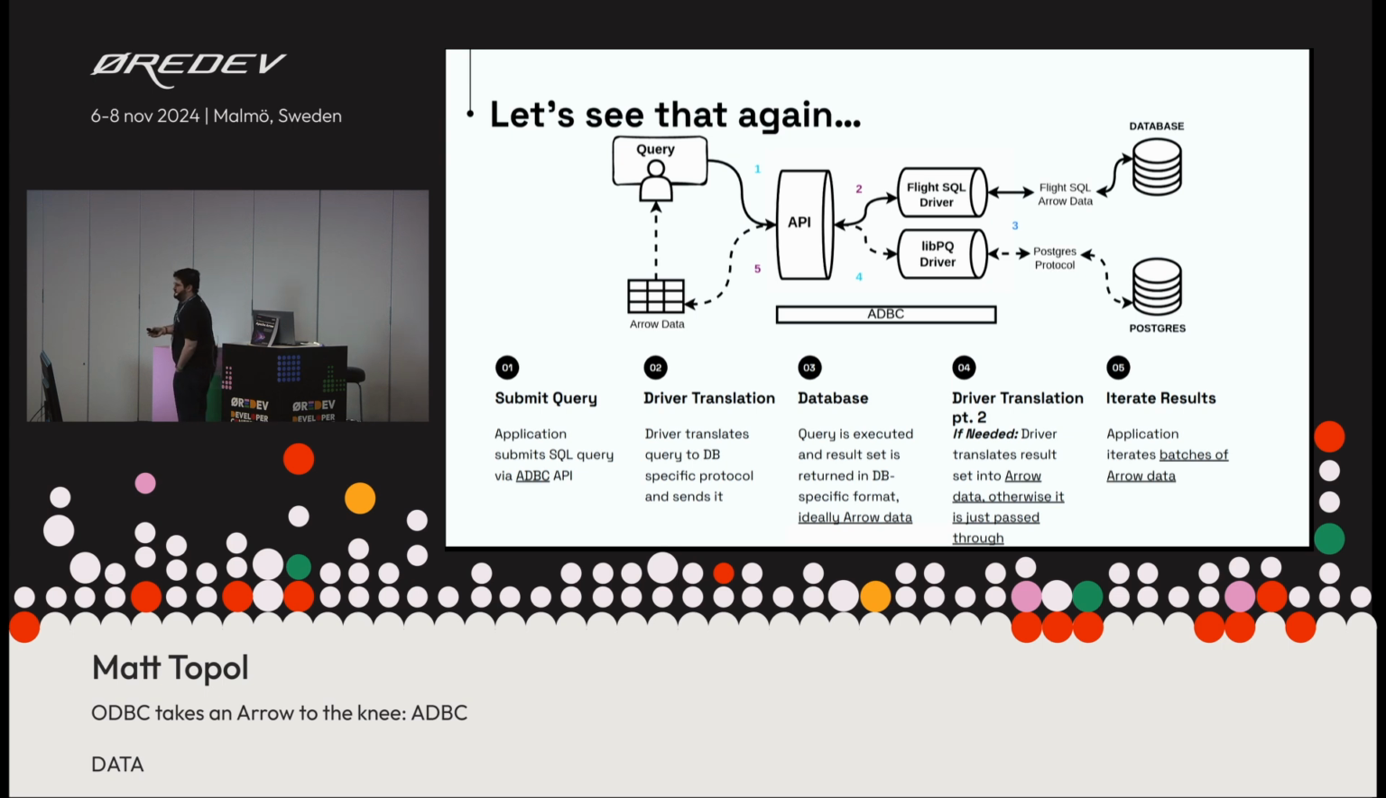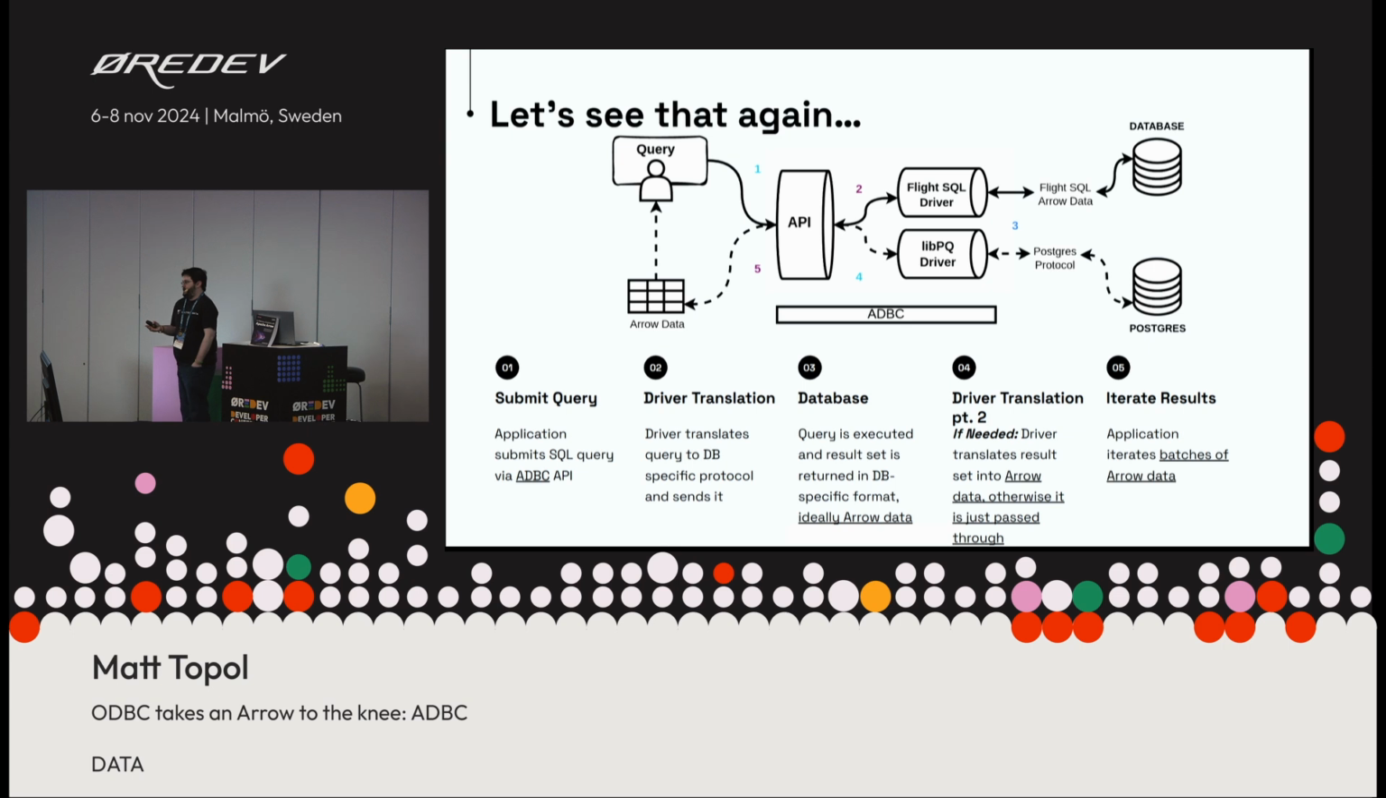The application submits a query via the API. The driver translates it to some database-specific protocol. The database executes it and returns it, ideally in Arrow data. If it returns it in the Arrow format, then the driver can just pass it on through. No conversion, no transposition, no serialization or deserialization, just straight pass-through, if the database returns it in Arrow.